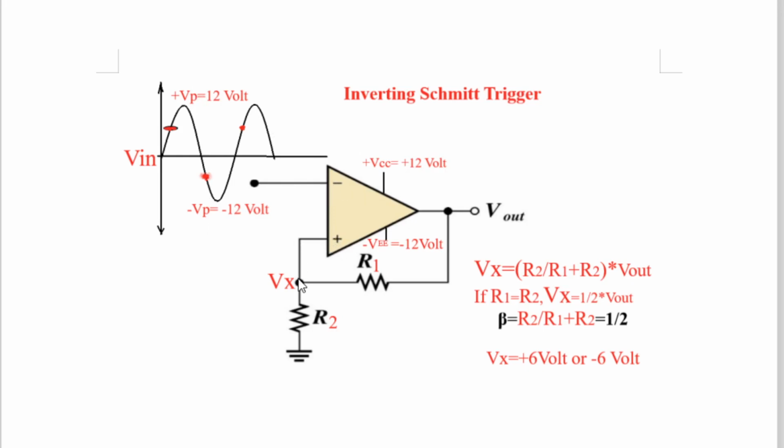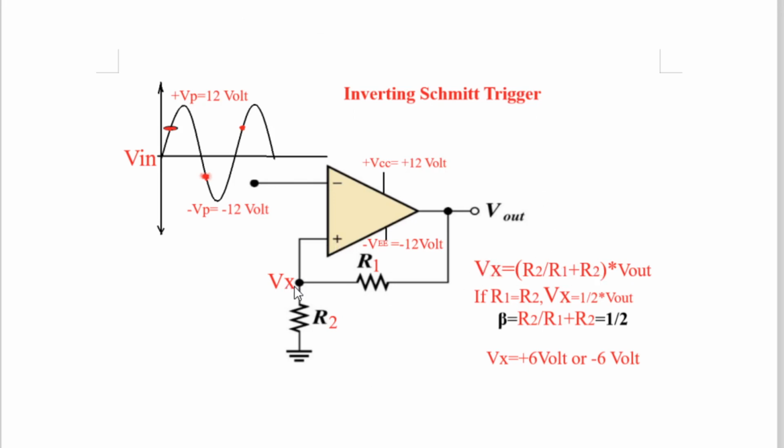What about the non-inverting input pin? The potential divider circuit, R1 is the upper resistor, R2 is the lower resistor. Only what we have done, we have taken this resistor horizontal instead of vertical, and the junction point is the X point. Voltage Vx is applied to the non-inverting input pin, and this is the diagram of the inverting Schmitt trigger circuit. Now here everything is the same.